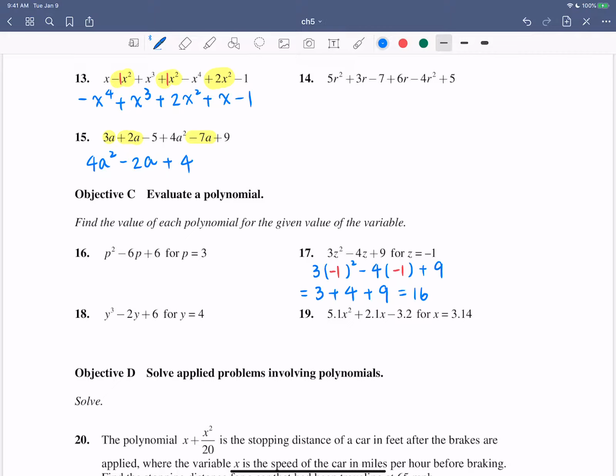Number 19. Same thing, we're going to create the skeleton form first. I might need to leave a little bit more room for my parentheses. Plus 2.1 parentheses minus 3.2. Alright, let's insert our value. 3.14.